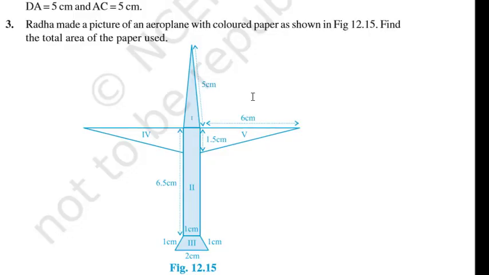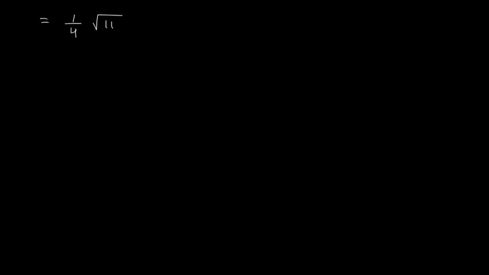Now let us refer again 5, okay, 5, 1. So 5 plus 5, 10 plus 1, 11, 11 divided by 2. Okay, fine. Now part 2 is a rectangle with height 6.5 and base as 1 centimeter. Height as 6.5 and base as 1 centimeter. So for part 2, this is 1 upon 4 root 11 centimeter square.